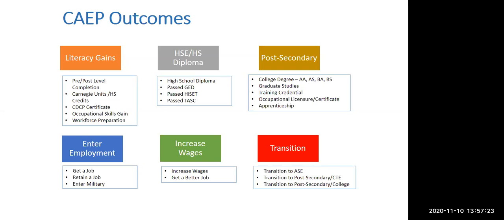But these are the areas of AB 104. We've been talking about them for 3 or 4 years now. The 6 different areas. We've got all the authorized CAEP outcomes. They all fall in one of these 6 areas, or actually they don't now. I guess I've got to update this for I3, don't I? But either way, we've got these 6 categories here. You know, literacy gains, secondary, post-secondary, employment, wages, and transition.